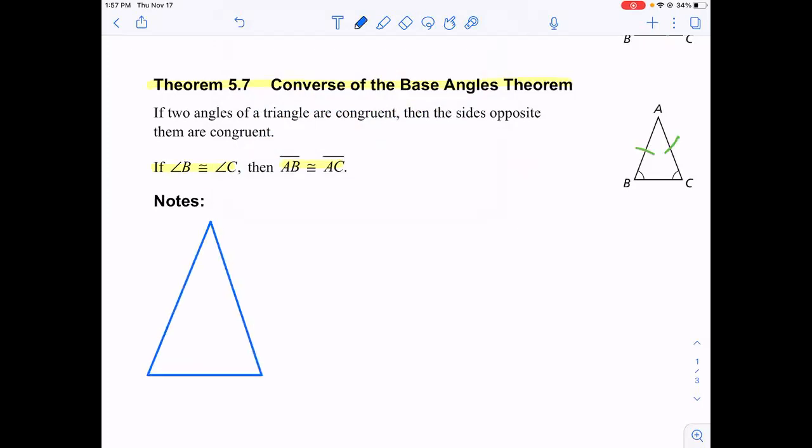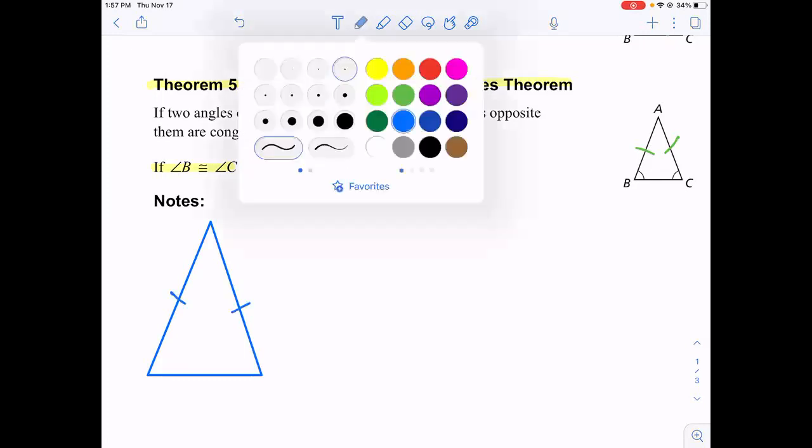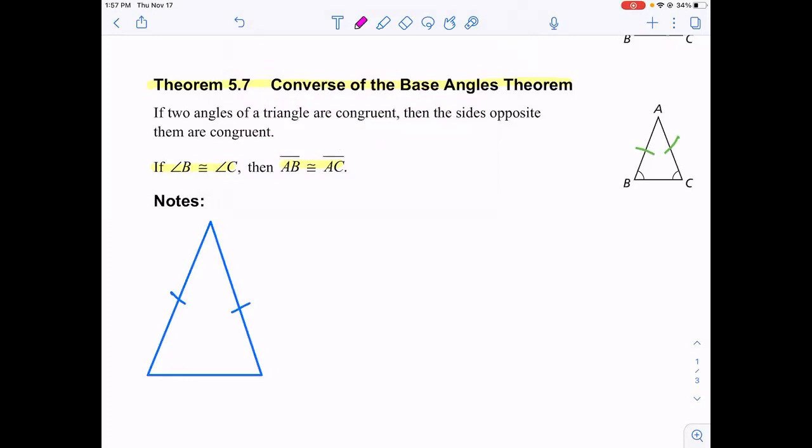The proofs are after. Okay, so I want you to draw this isosceles triangle, and I want you to label that this angle is 3x plus 22, and this angle is 2x plus 40, and this angle is y.